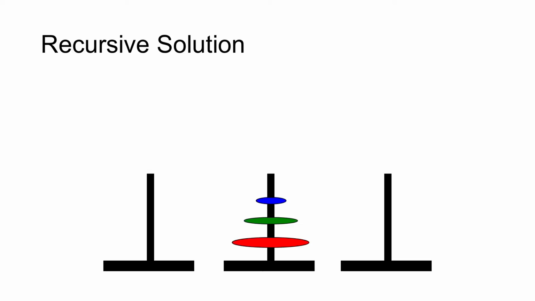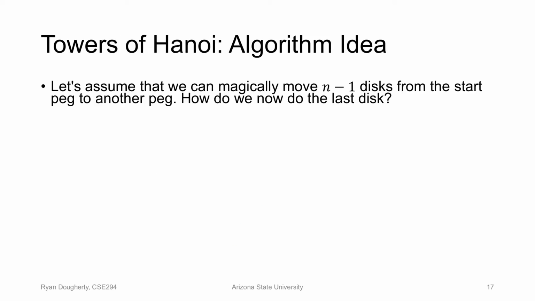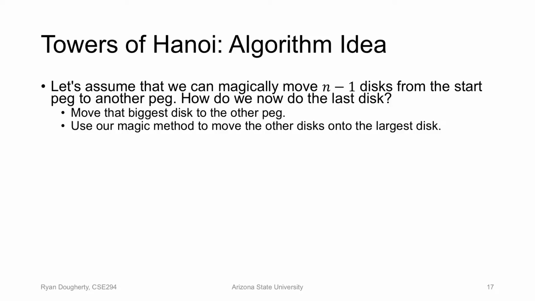So the magic here is in the recursion. All right, so the algorithm idea is we have a magic method to move n-1 disks from one peg to another. And how do we do the last disk? We move the biggest disk onto the one other peg that is unoccupied currently, and then use our magic method to move the n-1 back on top of the largest disk.